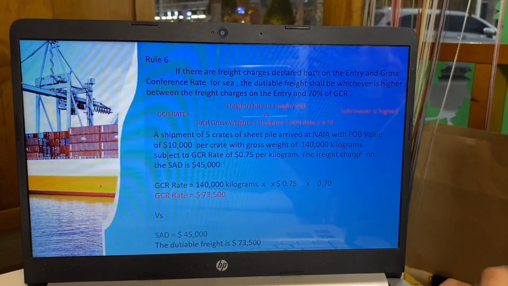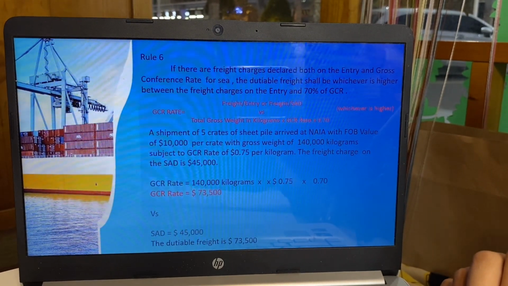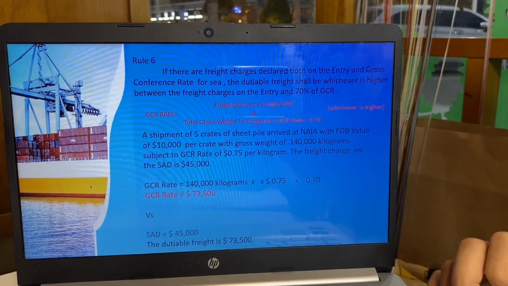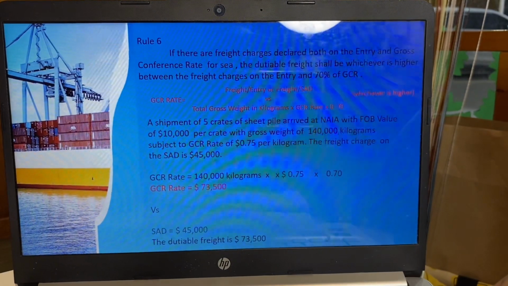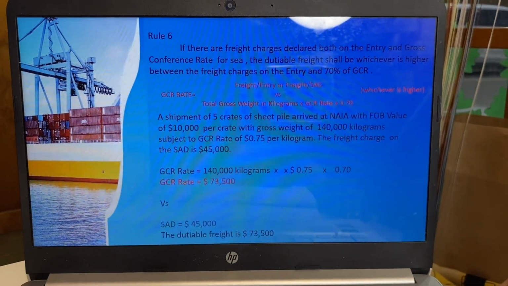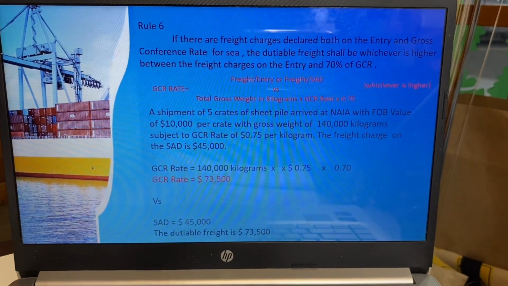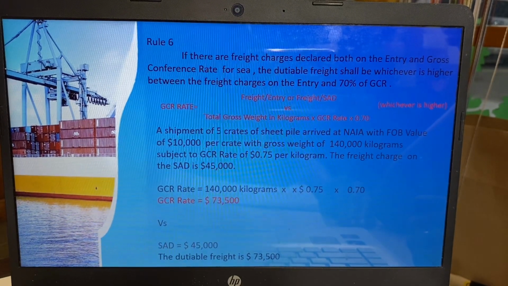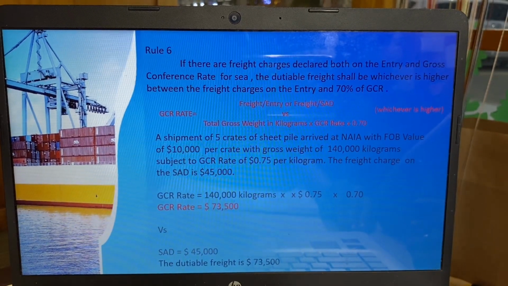So let's proceed to rule number 6. If there are freight charges declared both on the entry and gross conference rate for C, the dutiable freight shall be whichever is higher between the freight charges on the entry and 70% of GCR. So kining rule number 6 is more on the combination na of the previous rules. So given na diri, we're going to compare the freight entry versus the total gross weight in kilograms, and then we're going to multiply it with the GCR rate, the given, and the constant is 70% of GCR.